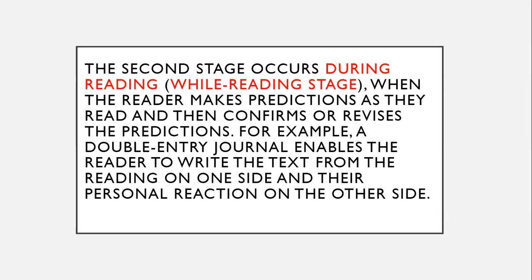Next is the second stage. It occurs during reading or while reading stage, when the reader makes predictions as they read and then confirms or revises the predictions. For example, a double entry journal enables the reader to write the text from the reading on one side and their personal reaction on the other side.